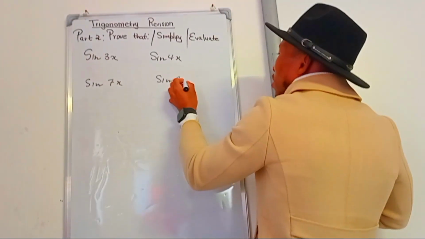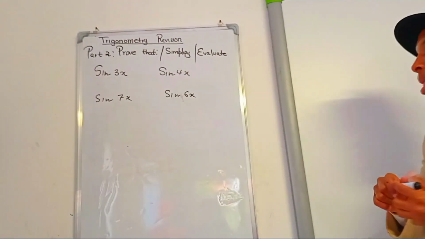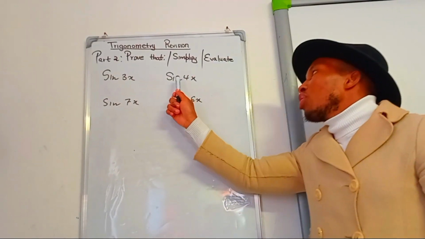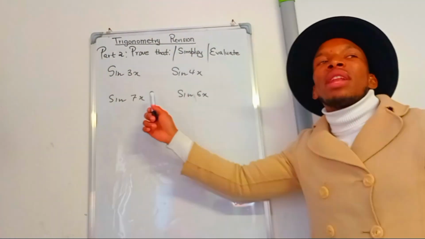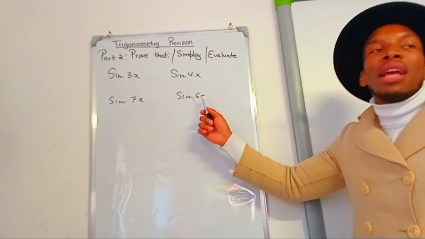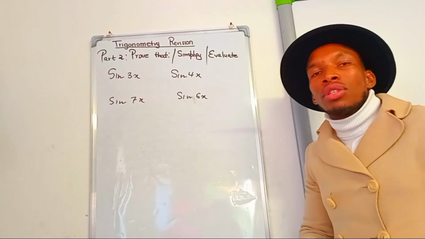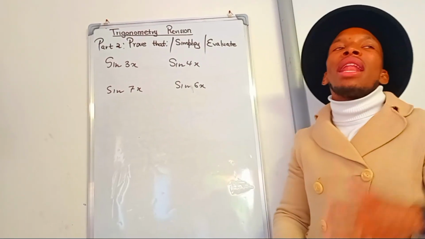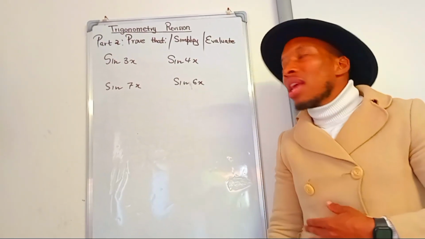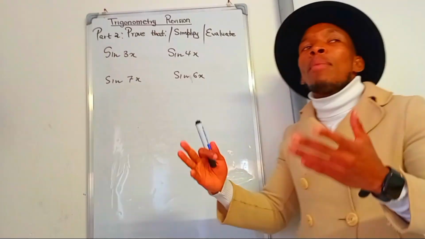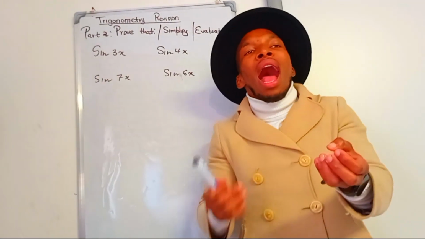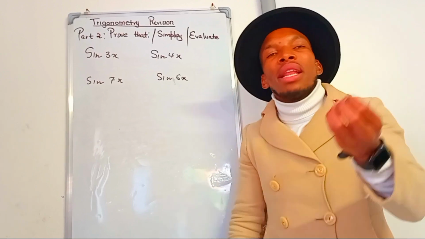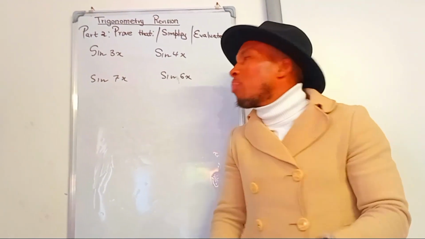Okay, 6x. Like this one. Here, as you see, we have sine 3x, sine 4x, sine 7x, and sine 6x. What you're going to do here is that they are just asking you what the double angle and what the compound angle is. Therefore, it's very, very important to know how we're going to use the double angle and the compound angle.